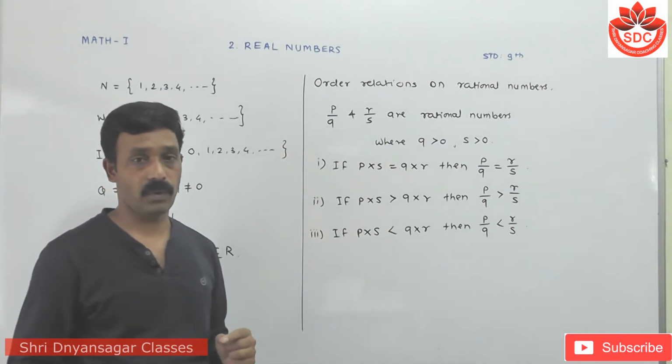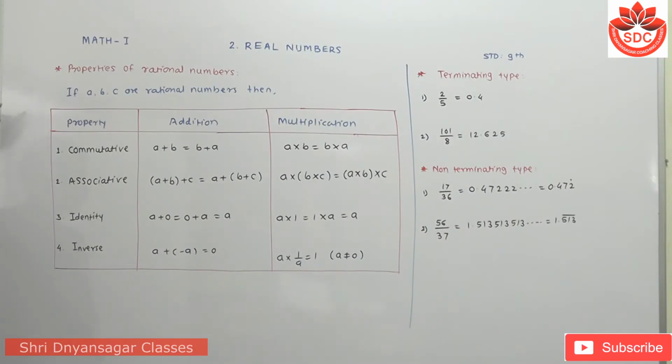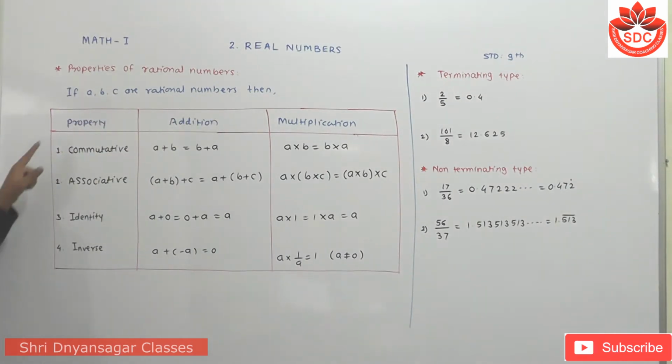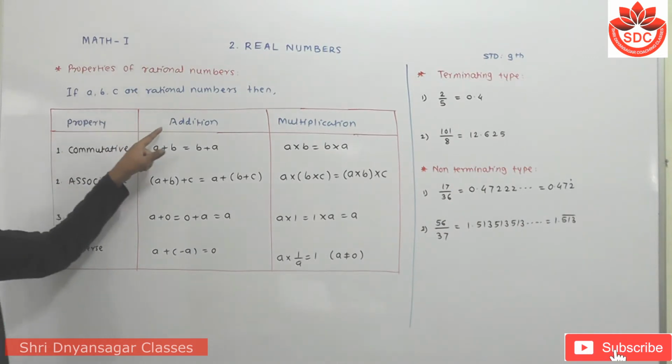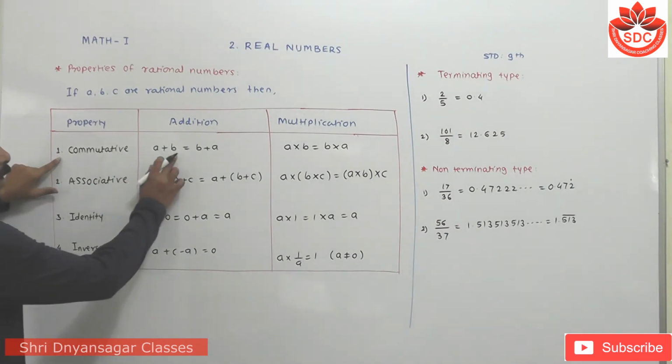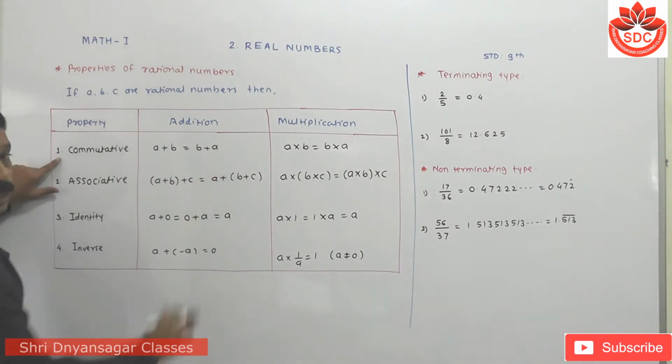We take the next point. The next point is properties of rational numbers. Now if A, B, C are rational numbers, then there are four properties: commutative, associative, identity and inverse. These four properties hold for addition and multiplication also. So first one is commutative. A plus B is equal to B plus A.